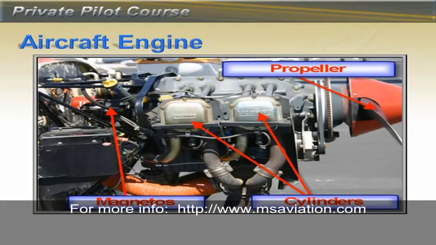Also toward the back of the engine, you'll see an arrow pointing toward the magnetos. There are 2 on this engine. One is shown here, and the other is on the other side of the engine. The magnetos produce the spark for ignition. Again, more on magnetos a little later.